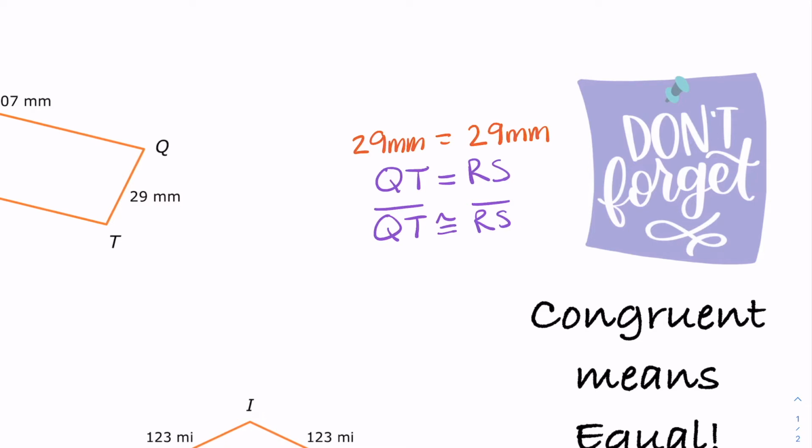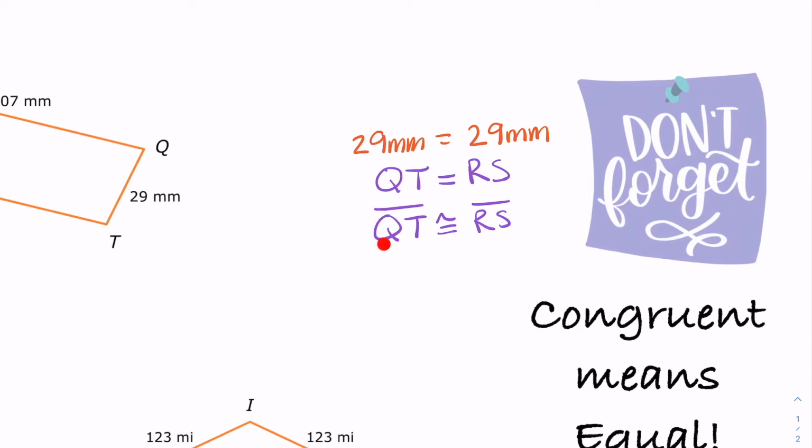Here's the major difference between equality and congruence. QT, first off, we write it differently. We write it without the hat. It doesn't have a hat above it, and RS doesn't have a hat because we're using equality. What it means is that they have equal lengths, and they have a number associated with them. In this case, the number is 29.